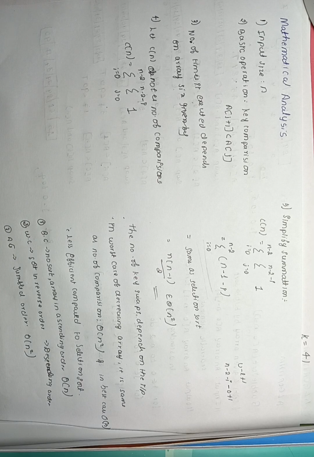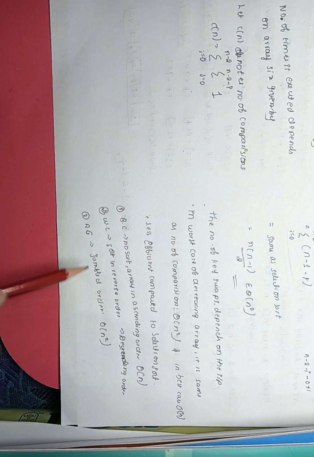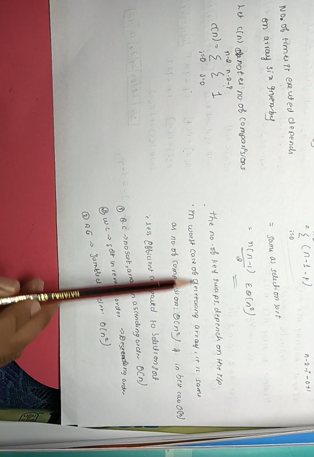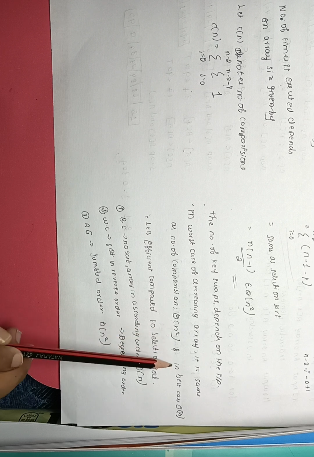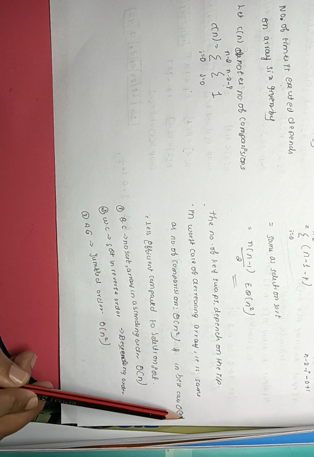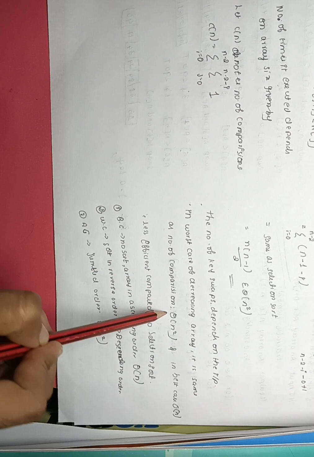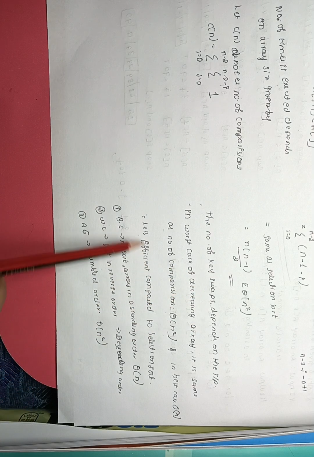But the difference between the time complexity of selection sort and bubble sort is that in the worst case of a decreasing array, bubble sort is theta of n square, but in the best case it is theta of n. In selection sort, for both worst and best case, the number of comparisons is theta of n square, so bubble sort is less efficient compared to selection sort.